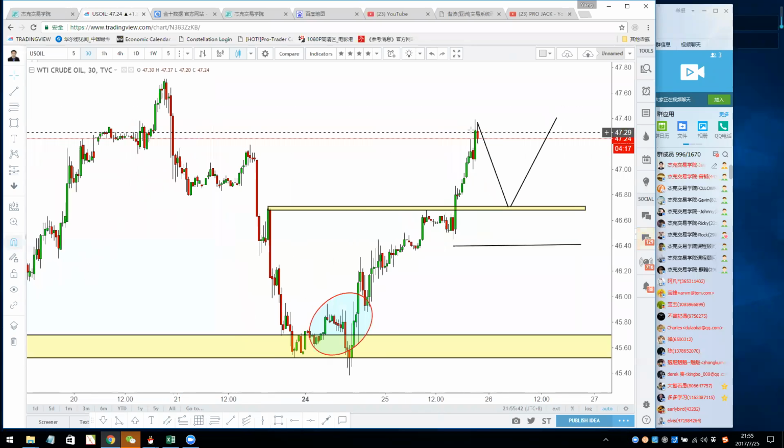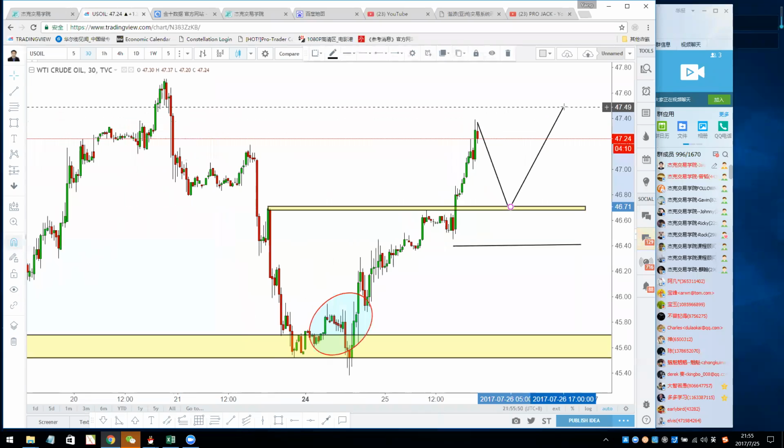So the oil, I wait for it to come back to 46.70, and want to buy and aim for 47.50.